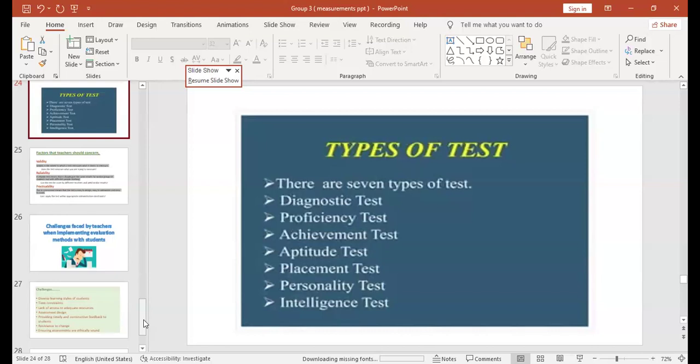The next one is the achievement test. Achievement tests are designed to measure a student's performance in specific academic areas, such as reading comprehension, written or oral expression, and mathematical computations.